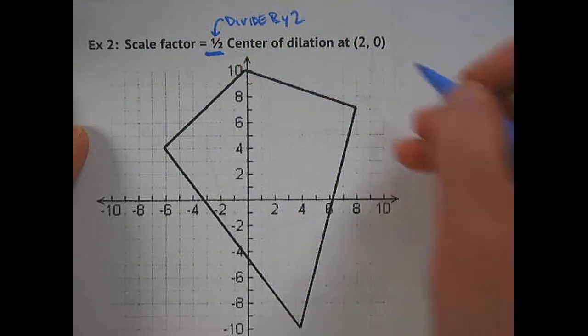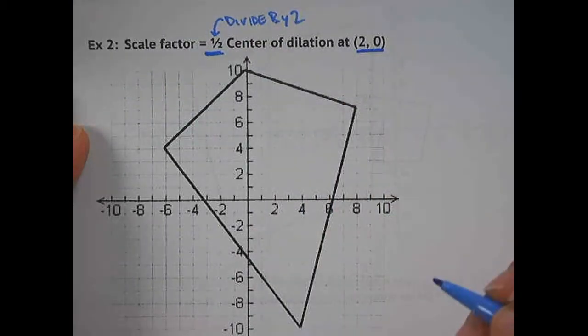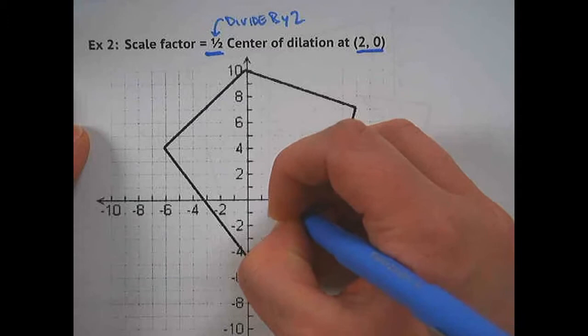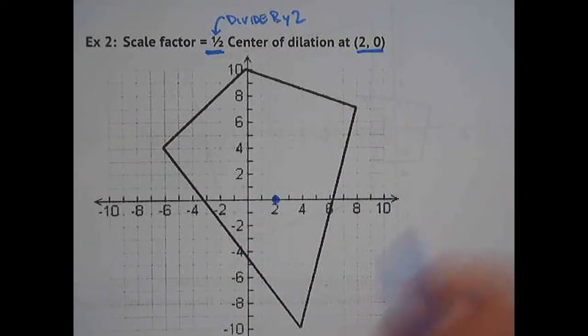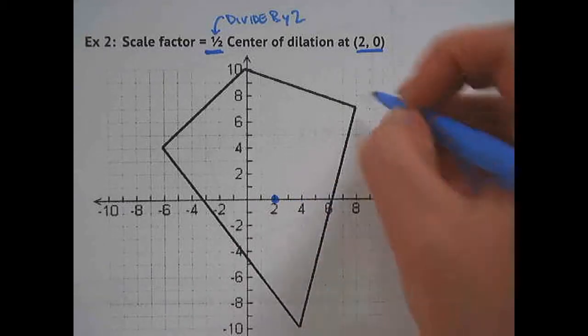And this time our center of dilation is also different. It's not the origin this time, it's the point 2, 0. So over 2, up 0. Okay, so here we go. We're going to do the same exact thing. We're going to make our instructions to each of the points. And then this time we're going to divide them by 2. So I'm going to go over to get to this point.